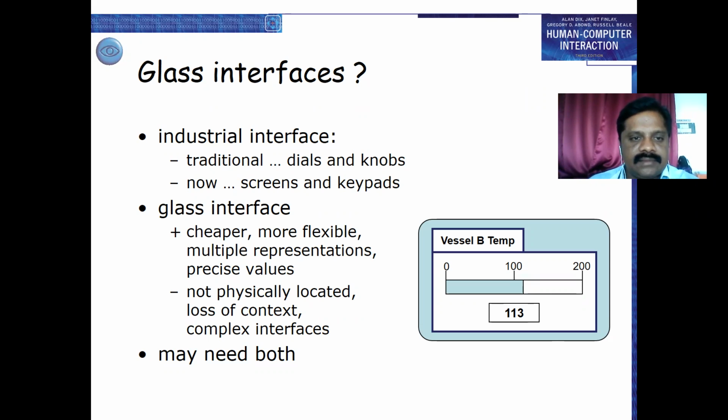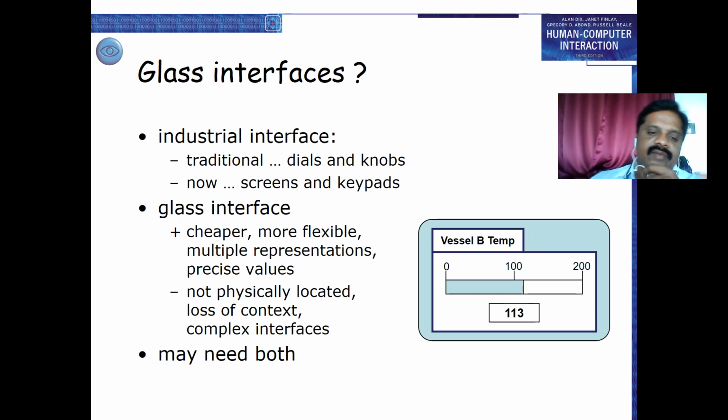Glass interface, industrial interface: traditional dials and knobs. In traditional periods, dials and knobs are used for some interaction process. Nowadays, we are using screens and keyboards, keypads.